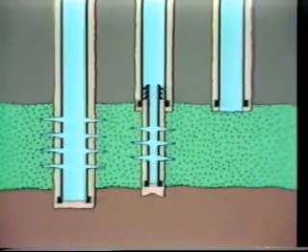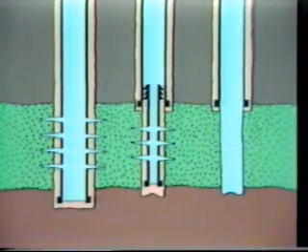An open hole completion is similar, except that no liner is run. That is, the productive zone is not protected or inhibited by any casing. It is simply an open hole.